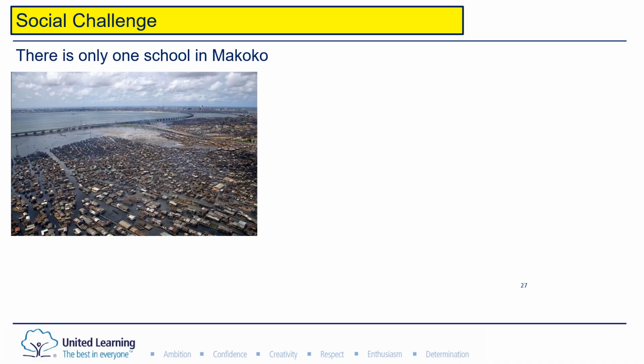In the slum of Makoko, another social challenge is there's only one school for 100,000 people. This means many children do not have access to education, which means in the future they cannot get formal jobs, so they get stuck in informal jobs which are low pay, no sick pay and very dangerous. Therefore, these children are trapped in a cycle of poverty, never being able to move out of the slum.